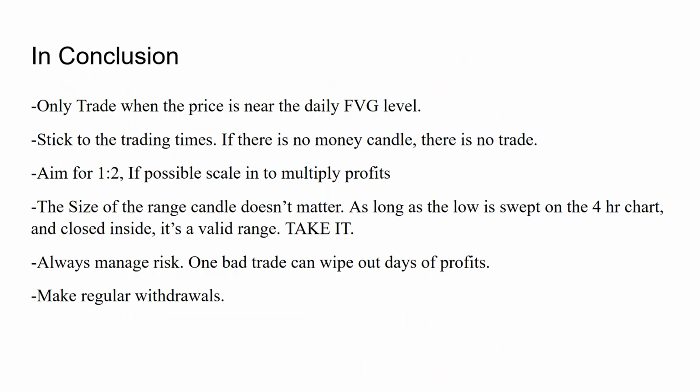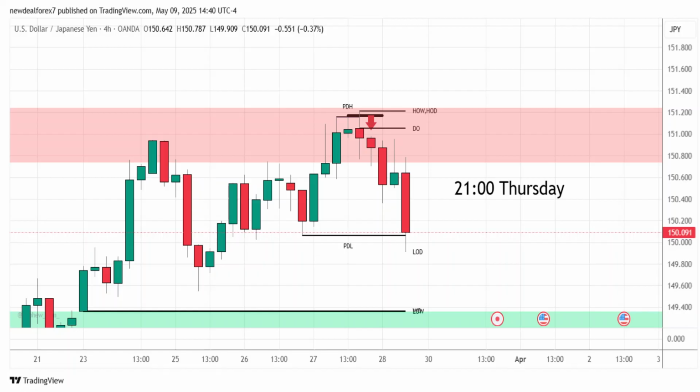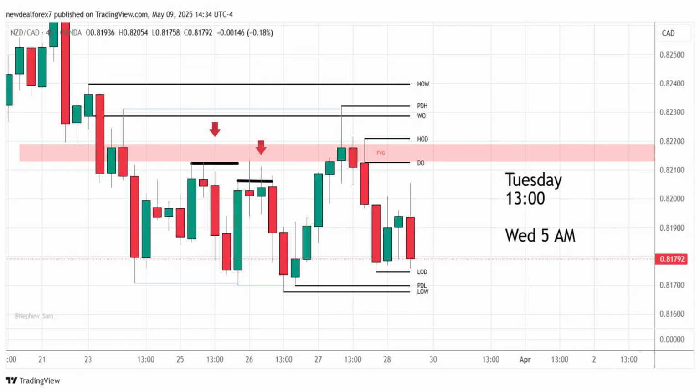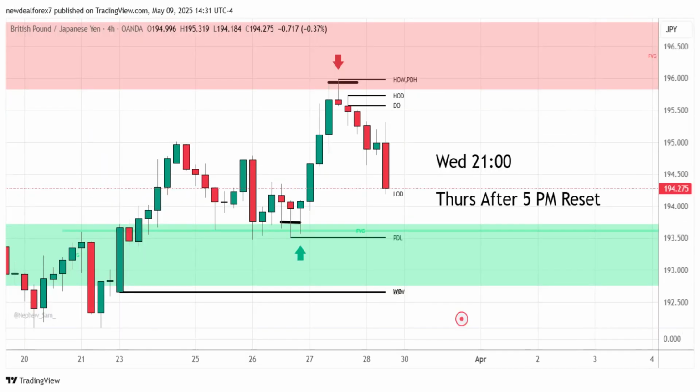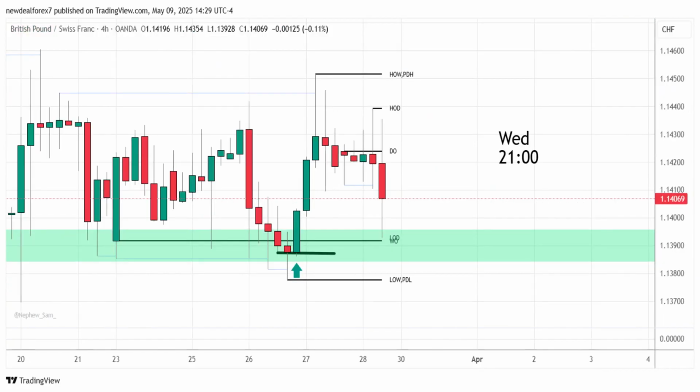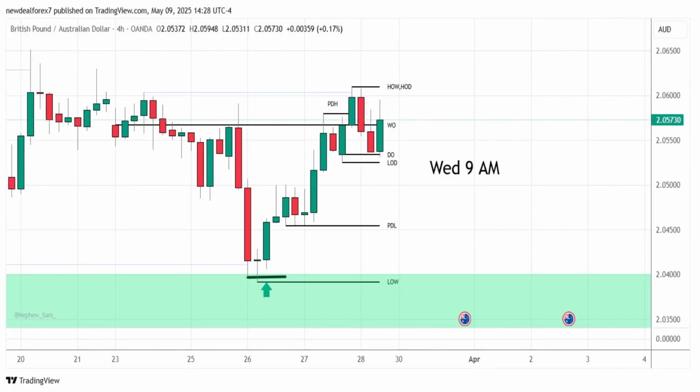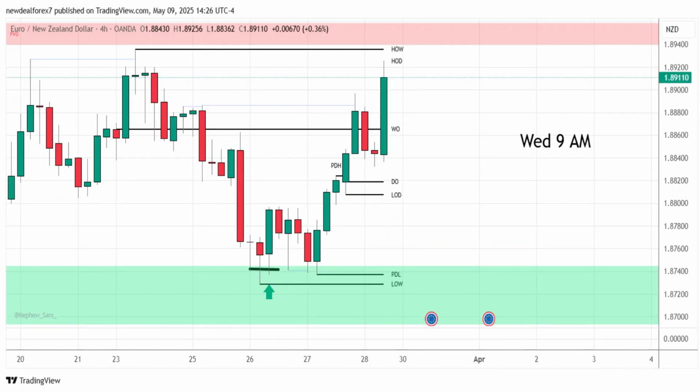But always manage your risk, because one bad trade can easily wipe out days of profits. And be sure to make regular withdrawals. But again, as I've stated, this method is very easy, very simple. This is one of the simplest entry models I think I've built. I built a few on this channel. The goal here for you is just experiment with them and try them and see how you like them.